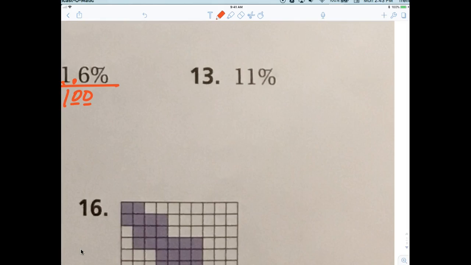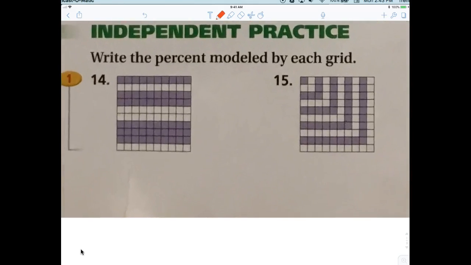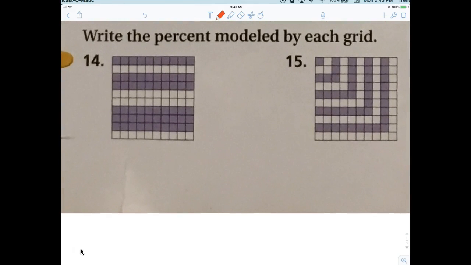So 11% is what decimal? 0.11. Beautiful. All right. Now look, I don't think that's that difficult, right? Percent divided by 100. That's what it means. Move the decimal 2 places. All right. So now we get to try some. Number 14. Who hasn't spoken today? I need to hear. Tell me. All right. You're doing 14.